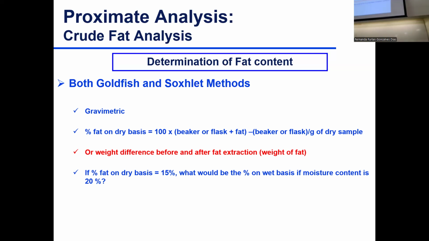Does anyone have a number? Yes. Well, what if it's 100 minus 20%, 100% minus 20%, and then it's going to be 15 over 80%? Okay, we're going to... So, does anyone have a number or no? No. Okay, let's do this together then.